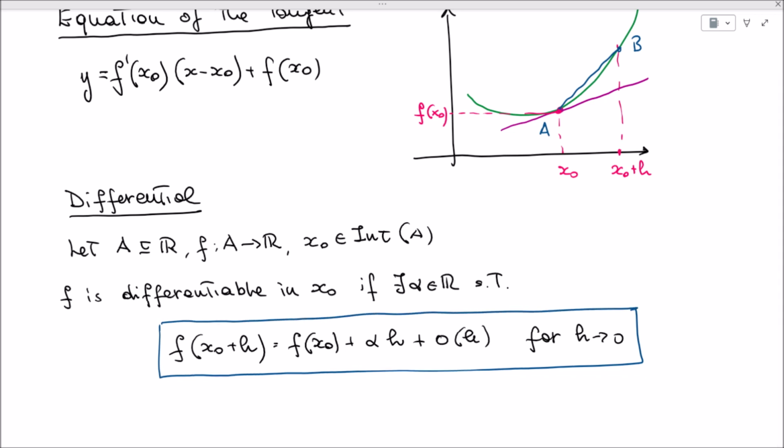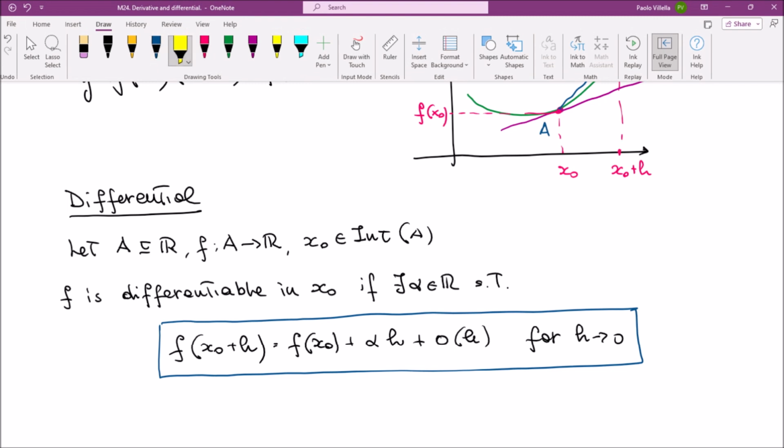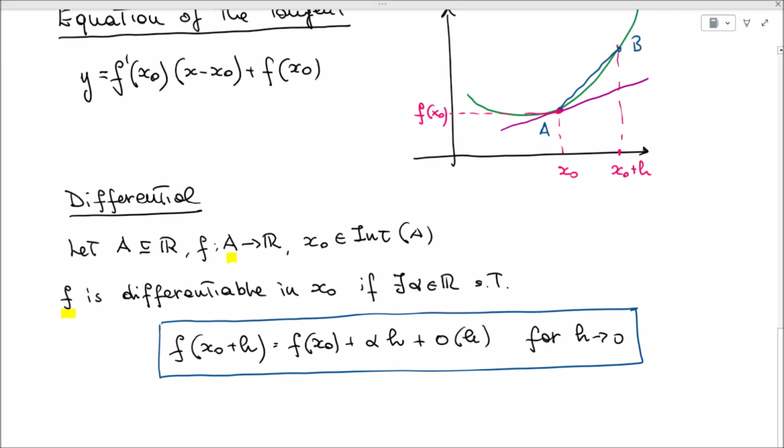So let's review this definition. We are saying that f, the function f, which is defined on A, is differentiable in x naught, and x naught is an interior point of A, if there exists a real number alpha such that the function in a new value x naught plus h, which of course is also within the domain A, can be expressed as the sum of f of x naught plus alpha h, where alpha is a real number, and plus an infinitesimal little o of h for h that goes to 0.